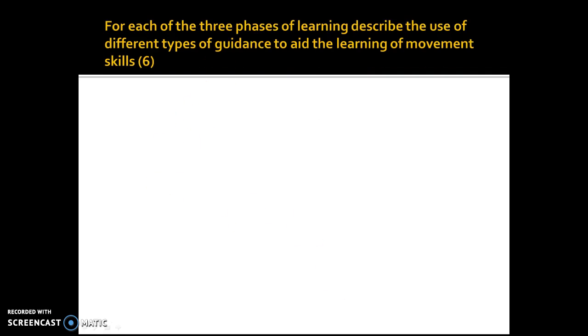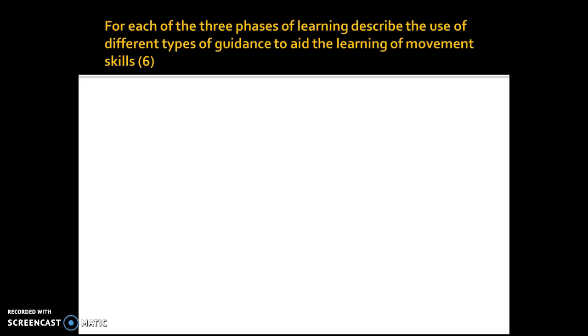Next one: for each of the 3 phases of learning, describe the use of different types of guidance to aid the learning of movement skills. Again, this can be tough, so you need to probably have a look at this. Where do you get your marks? You get a mark for identifying the phases of learning. You get your second mark for linking the correct type of guidance to the correct phase of learning.